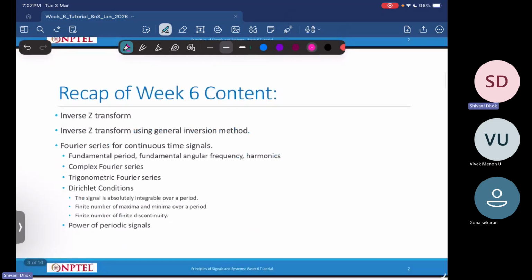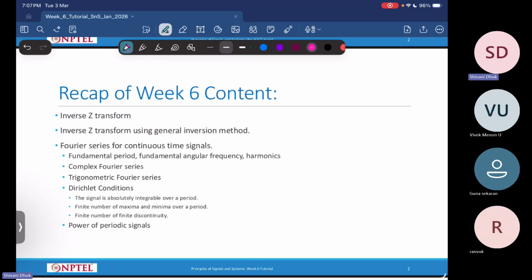Then after that we switched gears and looked at another important concept: Fourier series representation for continuous time signals, specifically for continuous time periodic signals. Note that the Fourier series is defined only for periodic signals and not any arbitrary signal.